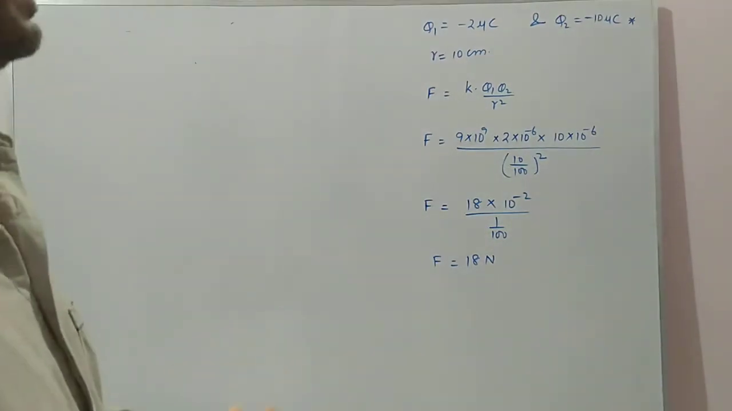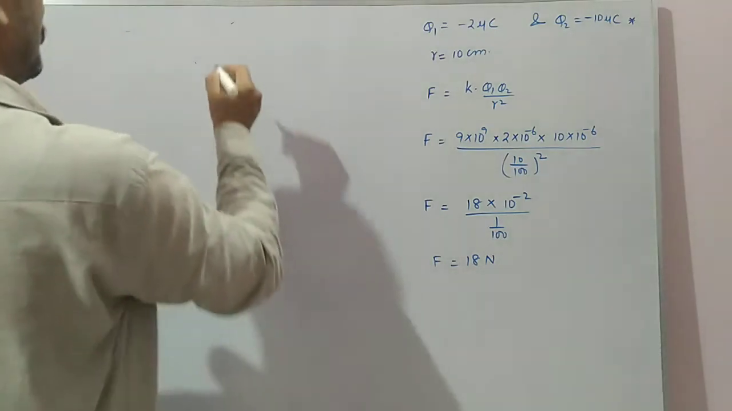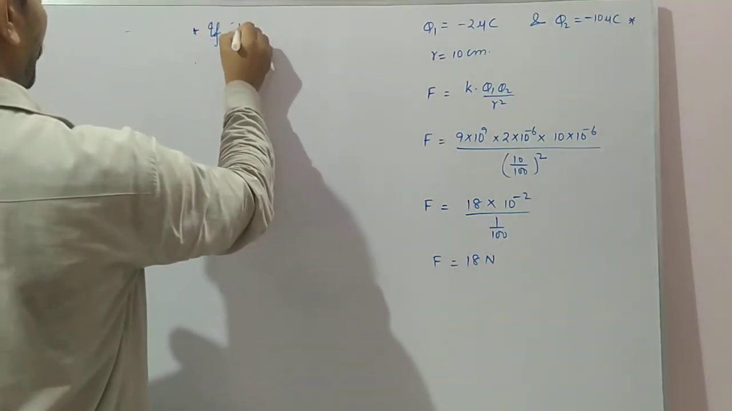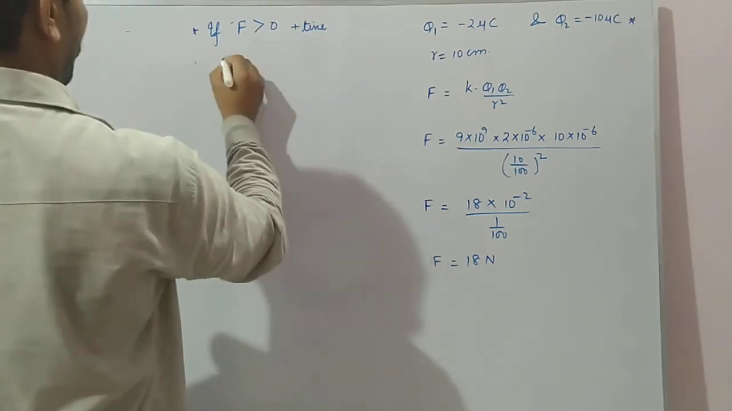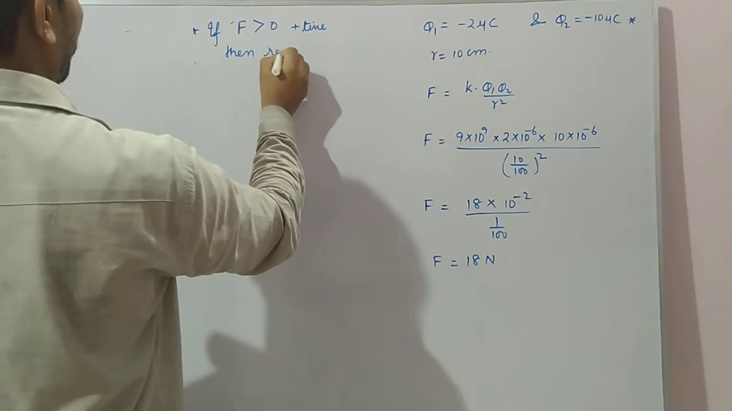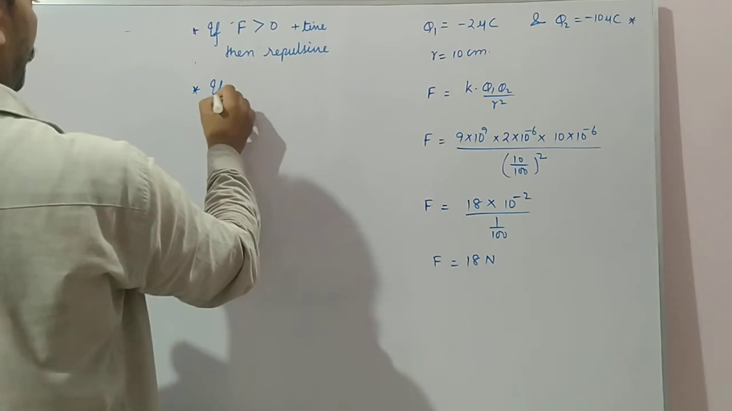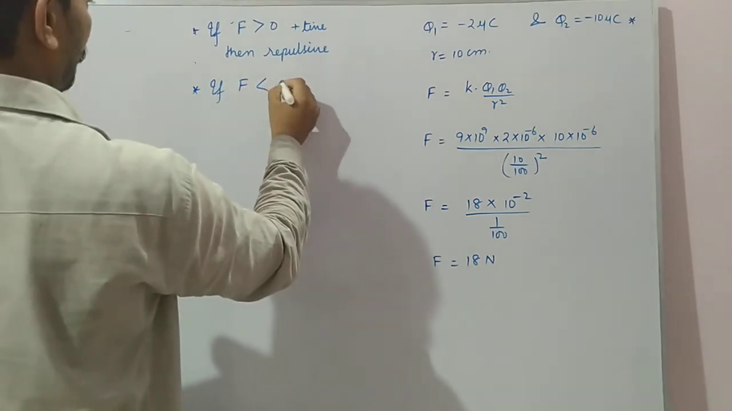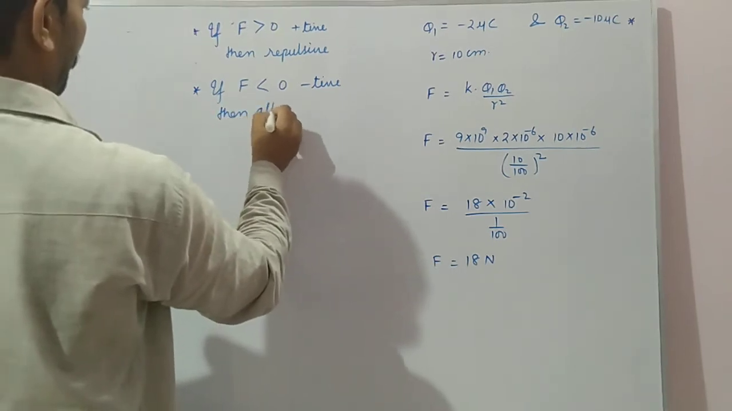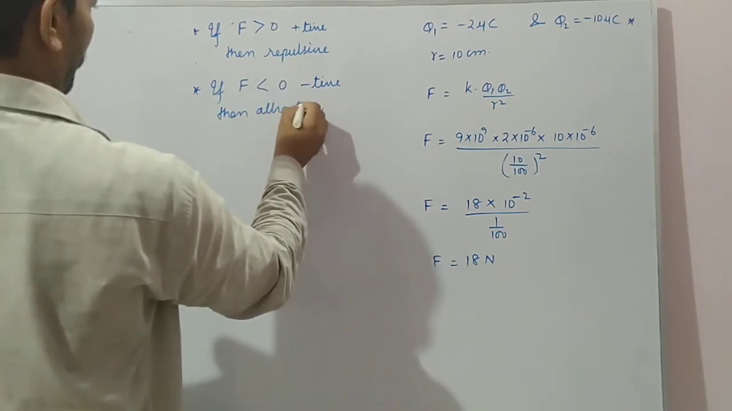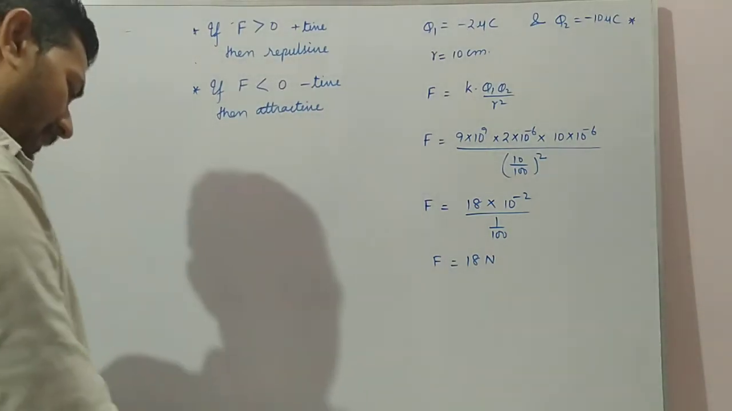But how are we denoting the force? This is one question. Generally, if F is greater than 0, positive, then repulsive. If F is less than 0, negative, then attractive. Okay. Next question we can write down.